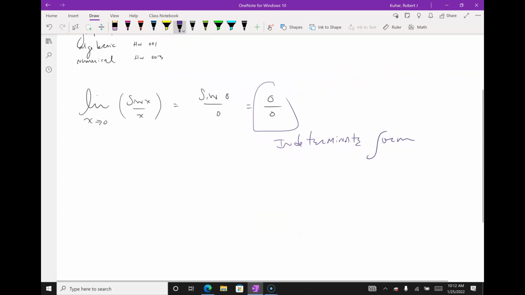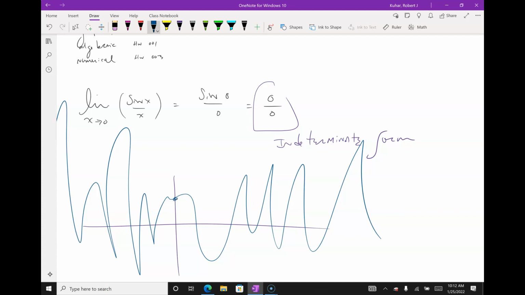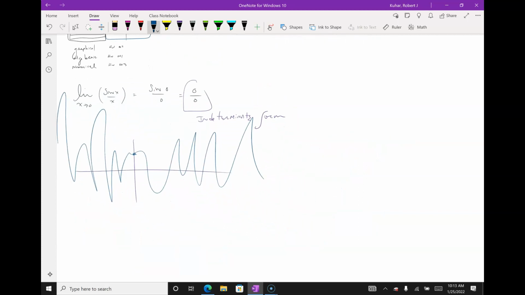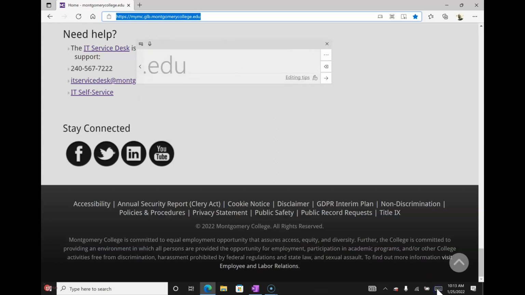It turns out that this limit is easy to find graphically. It's 1. So I could look at that function, limit as x goes to infinity. The sine of x over x is 1. And in fact, I'll invite you to, anytime you can, take a look at things graphically.